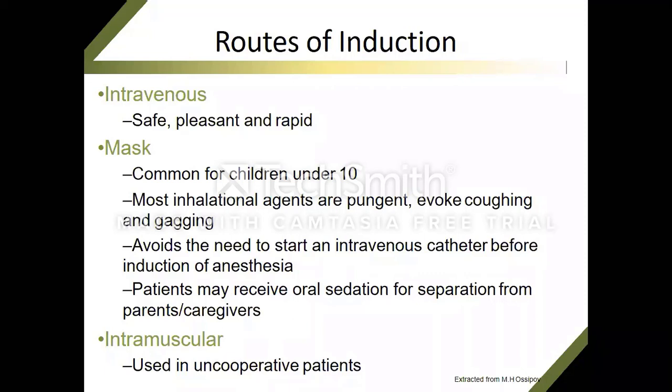Patients, in children, may sometimes receive oral sedation for separation from their parents or caregivers, because children don't like to move away from their parents. They get scared. So sometimes oral sedation is given, and then the other procedures may be carried out. And in the case of patients who are totally uncooperative, you sometimes have to induce anesthesia by giving the drug intramuscular. So there are three routes by which you can induce anesthesia. The one is intravenous, very commonly used; mask, which is very commonly used in children; and intramuscular, which is usually left as an option in uncooperative patients.